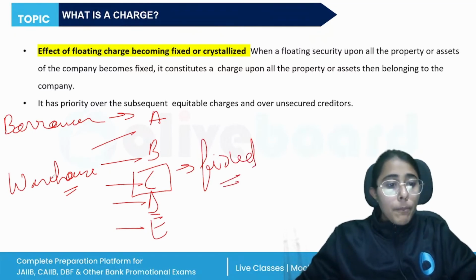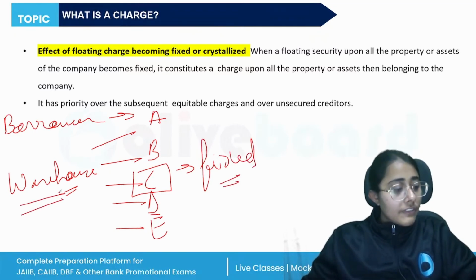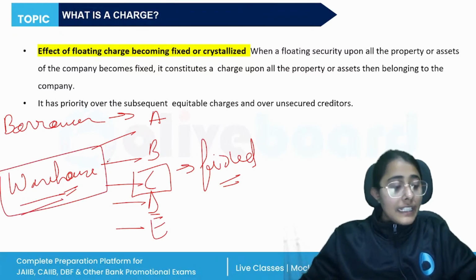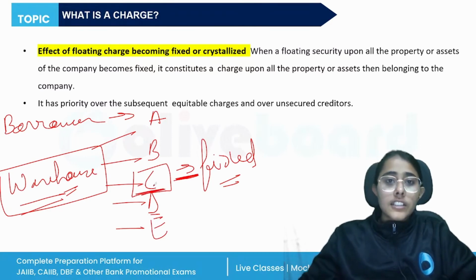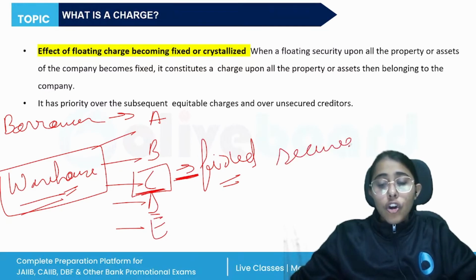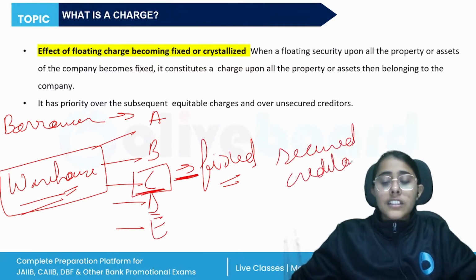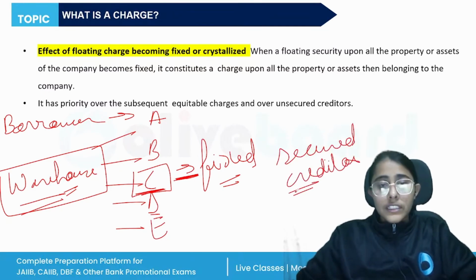Then when the property is sold in the market under the SARFAESI or IBC, the money that will be generated will be first used to pay off the debt to the third creditor who had gotten the charge registered. So this creditor who got the charge registered will have the priority over the subsequent equitable charges or over the unsecured creditors. So now C will become the secured creditor as soon as the charge is registered with the ROC.